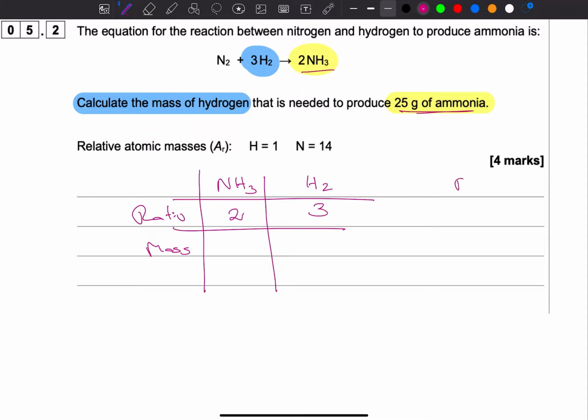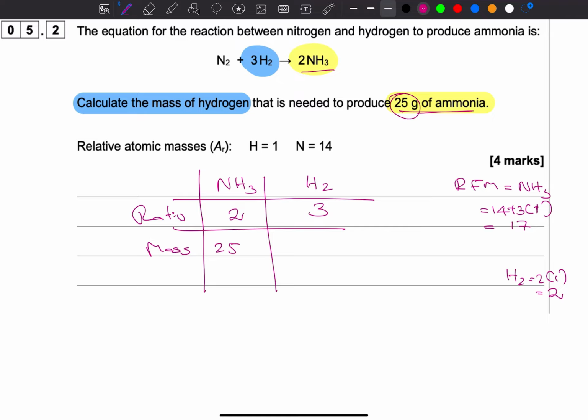I need the relative formula mass. I'll just work it on this side. Relative formula mass of what? First NH3. Nitrogen is 14 plus 3 times hydrogen, which is 1. They just told you. That makes it 17. Then the other one is H2. That's just 2 times 1, that's just 2. So the mass of ammonia they told you is 25 grams.